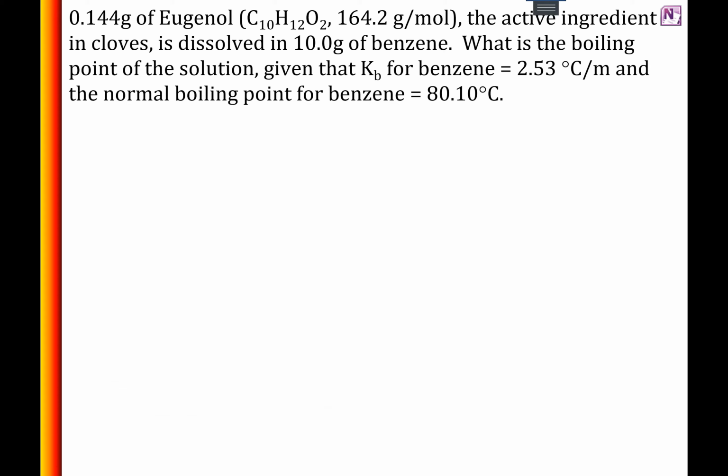Okay, so here's another one for you to try. It says 0.114 grams of eugenol, and it gives you a formula and a molar mass. It says it's the active ingredient in cloves, and it's dissolved in 10 grams of benzene. What is the boiling point of the solution, given that the Kb value for benzene is 2.53 degrees C per molal, and the normal boiling point of benzene is 80.10 degrees C.